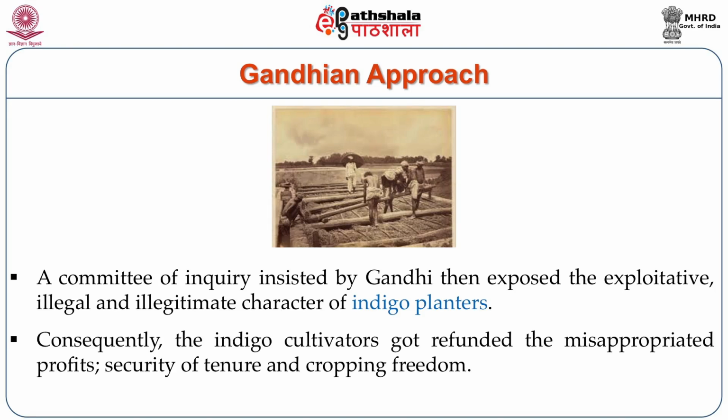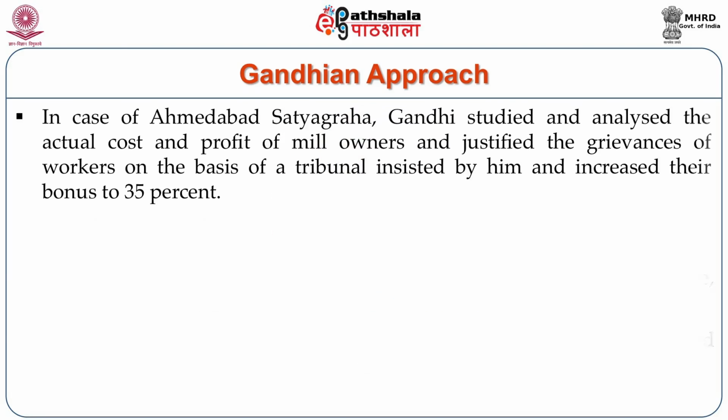Consequently, what did the indigo cultivators receive? They got refunded the misappropriated profits, security of tenure and cropping freedom. In the case of the Ahmedabad Satyagraha, Gandhi studied and analyzed the actual cost and profit of mill owners and justified the grievances of workers on the basis of a tribunal insisted by him, and increased their bonus up to 35%.